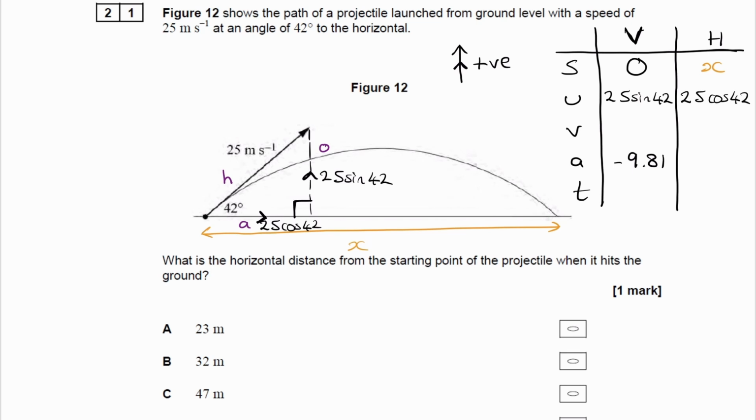Now in the horizontal direction, because we ignore air resistance, there is only one force on our object, which is the downwards weight force. So horizontally, there is no resultant force. And if there is no resultant force, well, that will mean that there is no acceleration. So the horizontal acceleration is always 0. And if the horizontal acceleration is always 0, that means the initial speed is always equal to the final speed.